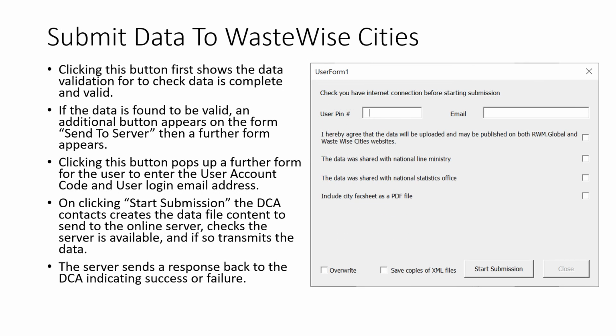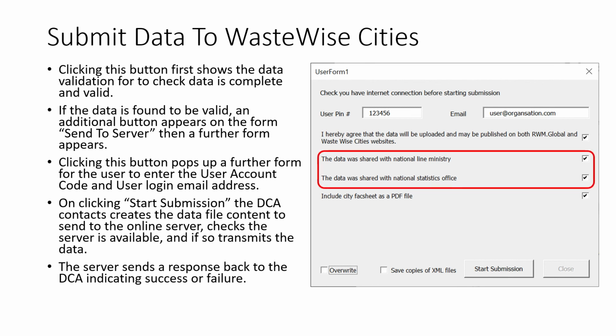In order to submit data, the survey DCA must have been registered as presented earlier. On registration, a PIN number will have been supplied to the email address given. This must be entered here along with the email address used during registration. It's recommended that users discuss the results with their national or regional line ministry, if such exists, and with their National Statistics Office. This is not mandatory, but click the relevant checkboxes if this has been done.